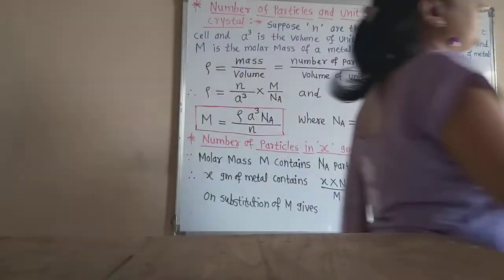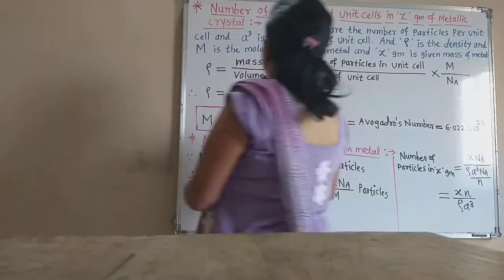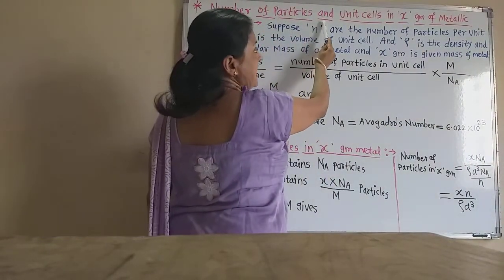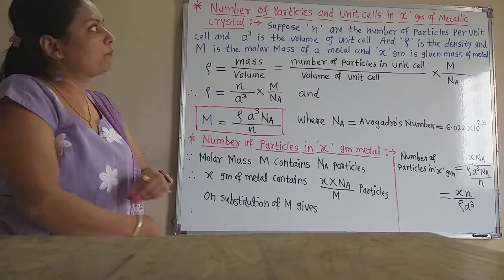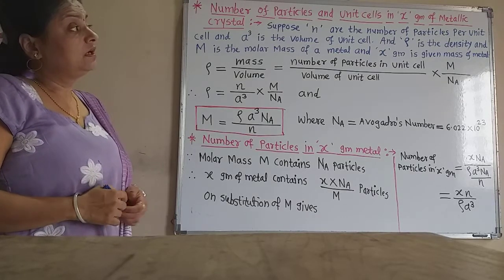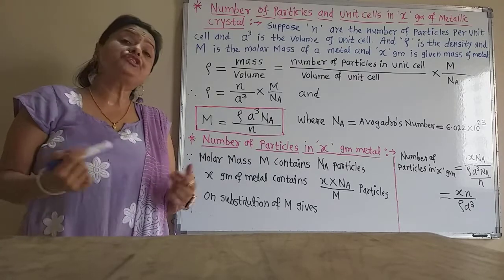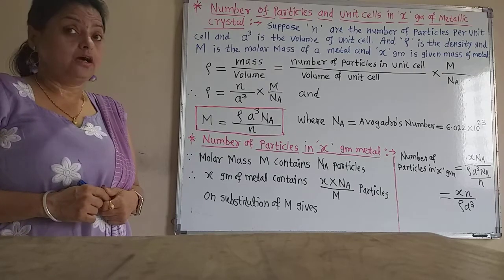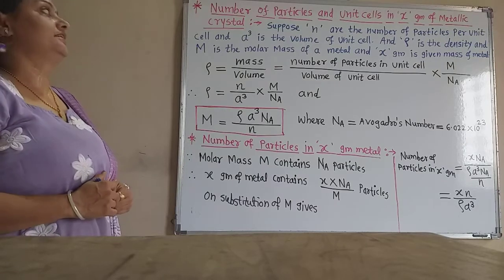Now pay attention to the blackboard. Here we have to calculate the number of particles and unit cells, both, in the given numerical in x gram of metallic crystal. Then which formula is used to calculate the number of unit cells as well as the number of particles? Let us learn.